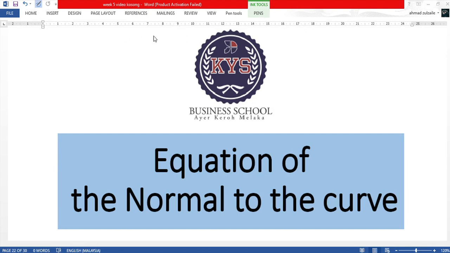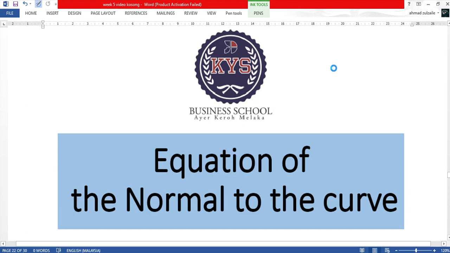Actually, soalan ni sebenarnya dia tanya equation of normal. So cancel the tangent, change to normal. But the solution is correct because the solution discusses the equation of normal, but suddenly the question asks for tangent, so it's totally wrong. It's a mistake actually, so please excuse my mistake. Okay, so therefore please do the correction. Change the tangent to normal. Okay, back to the slide.